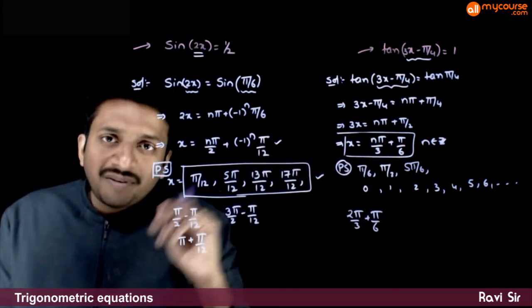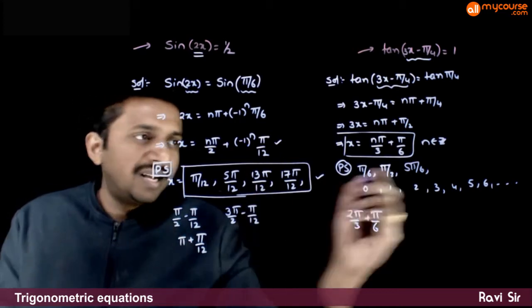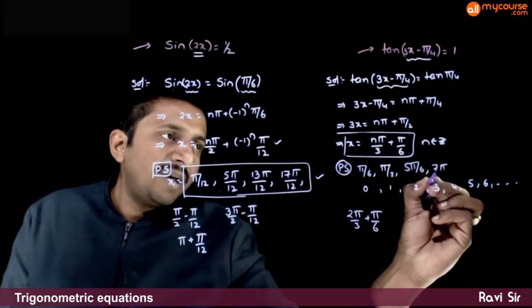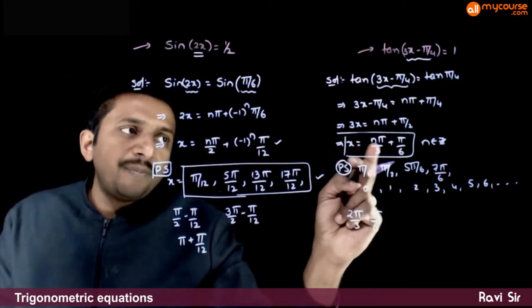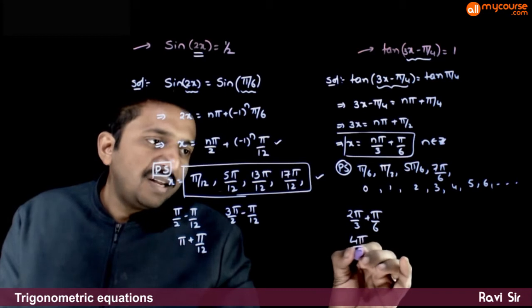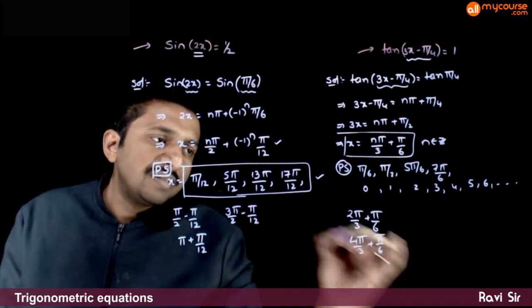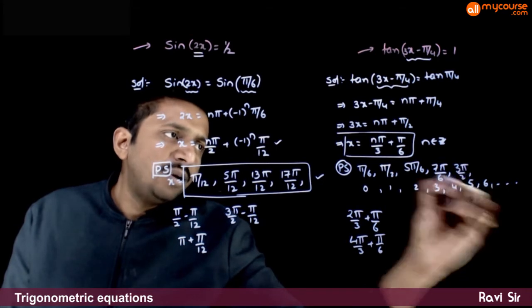It is also in the first rotation. Now if you put n is equal to 3, you have pi plus pi by 6. That is 7 pi by 6. This is also okay. If you put n is equal to 4, 4 pi by 3 plus pi by 6. That is 9 pi by 6, which is 3 pi by 2.